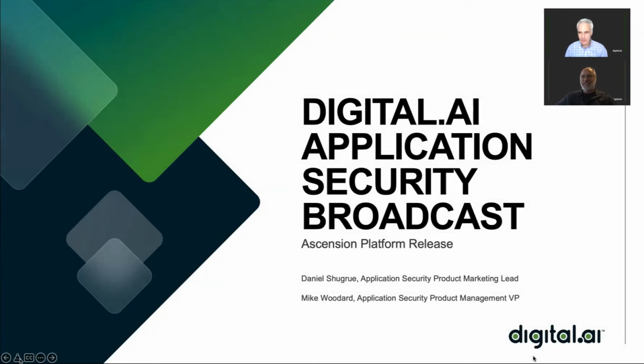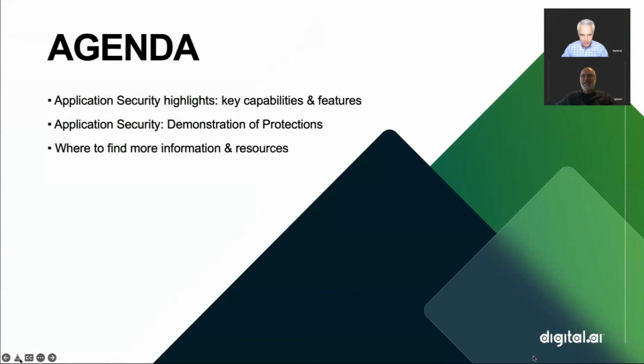We're pleased to announce the Ascension platform release for Digital.ai's app security product. This release for app security provides additional benefits to the hundreds of customers who already rely on us to protect the applications they create. In this brief broadcast, we'll describe the key capabilities and features of our core product suite, including what's new in the Ascension platform release for AppSec. We'll also take you on a walkthrough of how all these benefits work together to protect the applications that you create and put out into the wild. Finally, I'll show you where you can get some more information and resources on the AppSec Ascension product release.